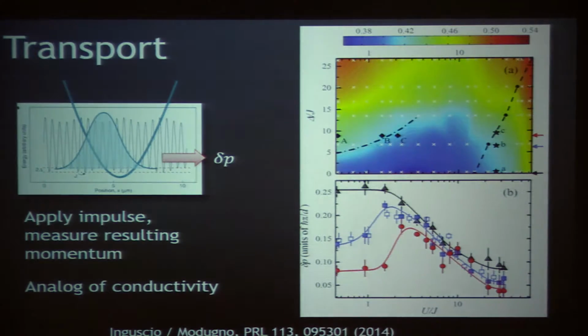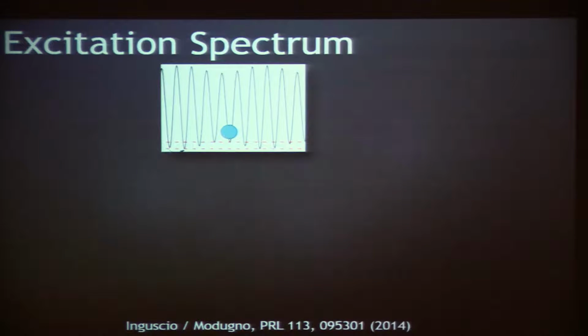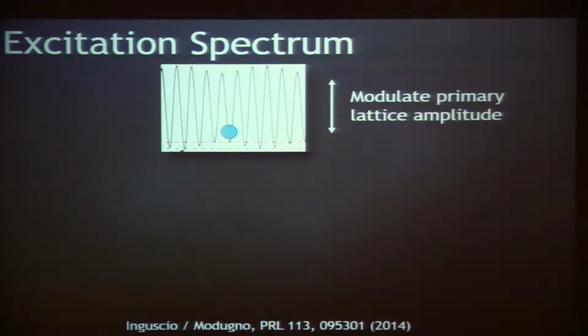Okay, so one other measurement they did, then I'll stop and ask for questions, is an excitation measurement. This is an important measurement that's done in many AMO systems as well. What's done here is you have the atoms in the lattice, and you modulate the lattice amplitude. The laser beams that make the lattice, you actually just modulate the laser power at some frequency. Okay, so this modulates this amplitude. And what that does is force atoms to tunnel to neighboring sites. Okay?